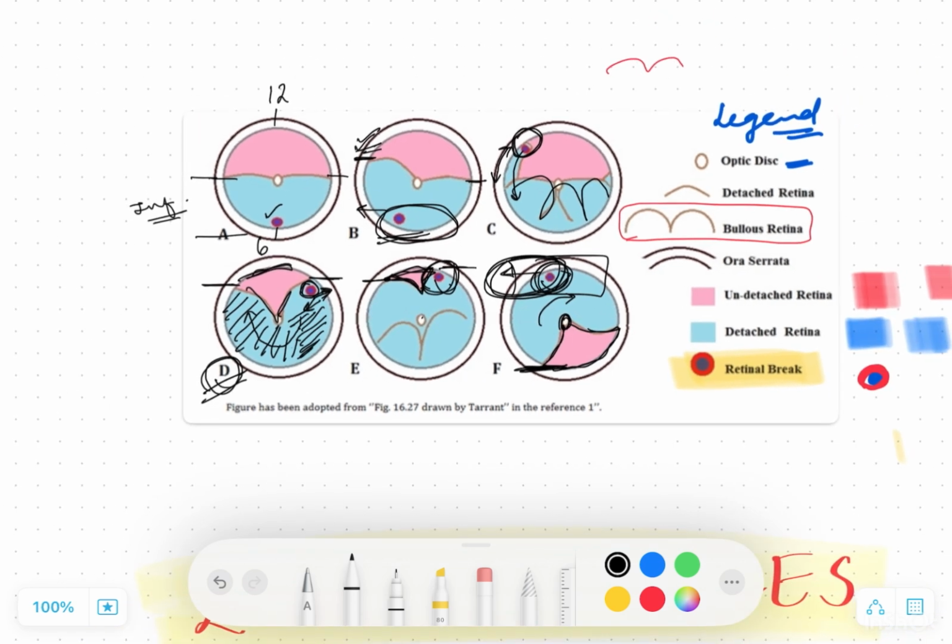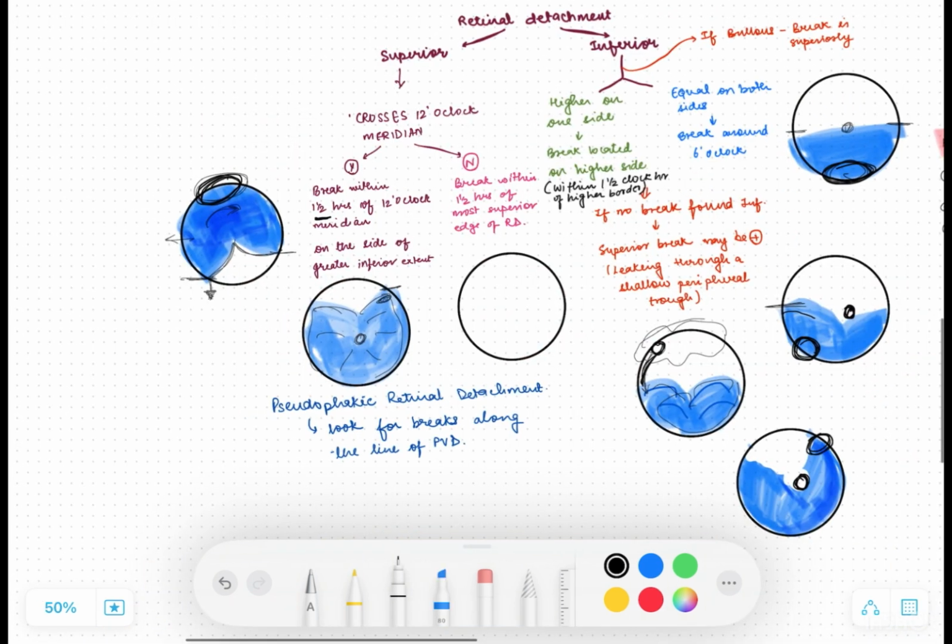Okay, so these were the Lincoff rules. Now I will simplify the Lincoff rules for you all. There are a lot of things to remember in Lincoff rules, but if you understand how to actually apply it in practice, it will be easier to remember. So imagine that you're in the OPD setting and looking at a person's retina through an indirect ophthalmoscope.